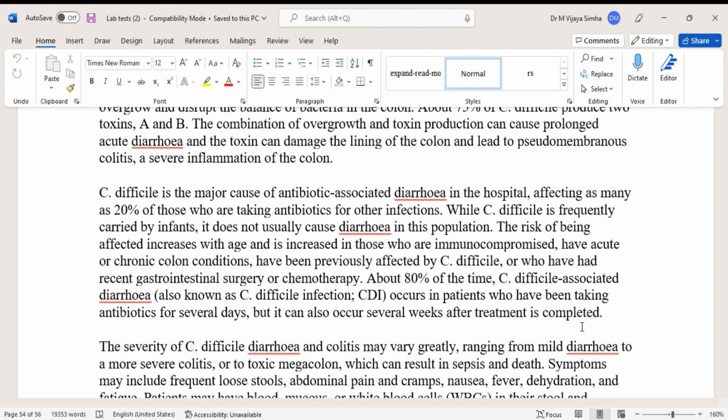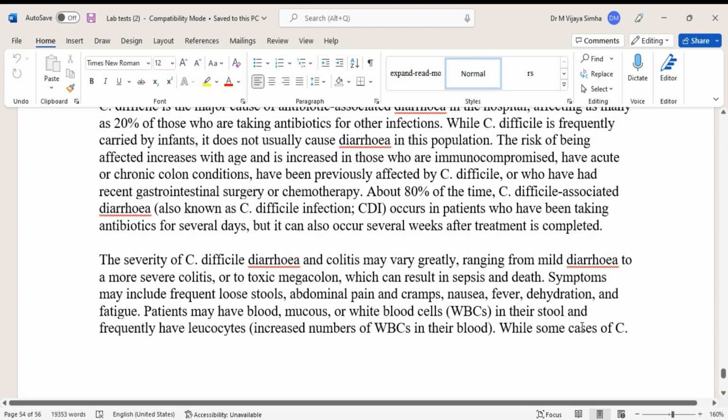While C. difficile is frequently carried by infants, it doesn't usually cause diarrhea in this population. The risk of being affected increases with age and is increased in those who are immunocompromised, have acute or chronic colon conditions, have been previously affected by C. difficile, or who have had recent gastrointestinal surgery or chemotherapy. About 80% of the time, C. difficile associated diarrhea occurs in patients who have been taking antibiotics for several days, but it can also occur several weeks after treatment is completed.